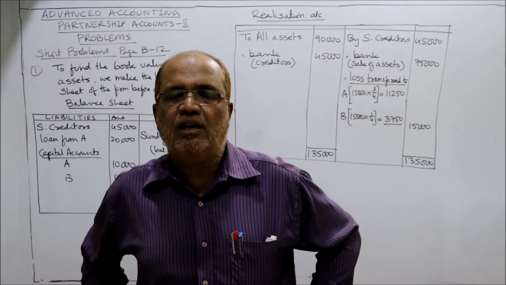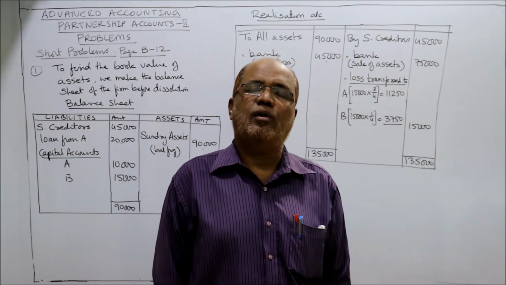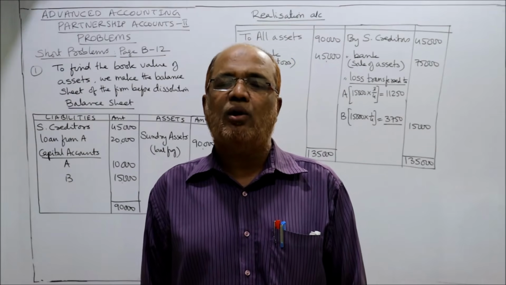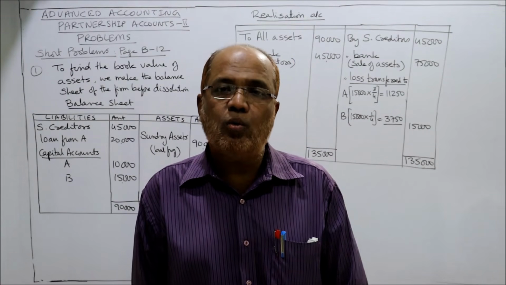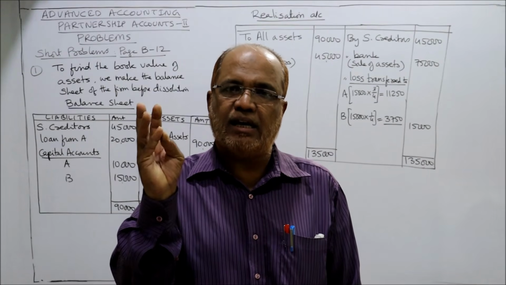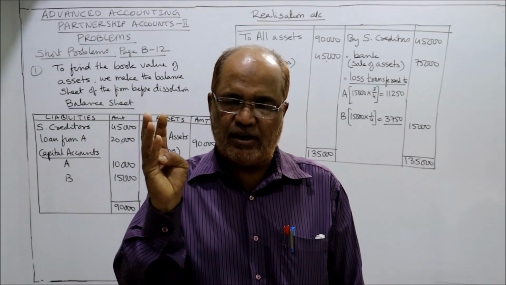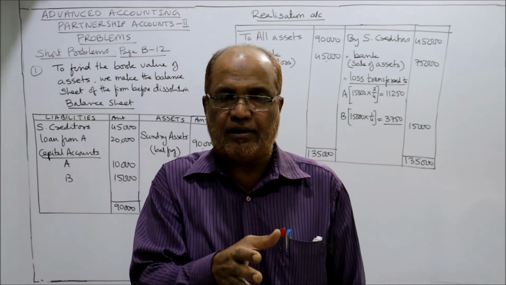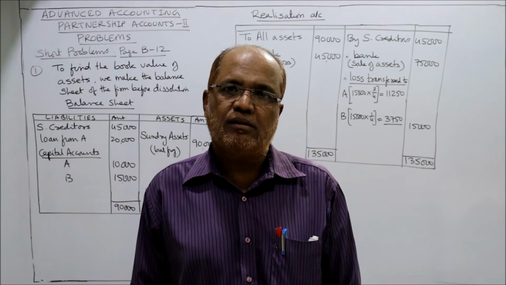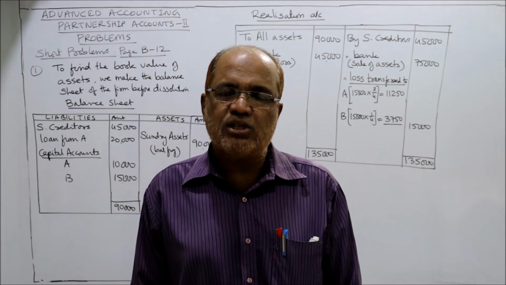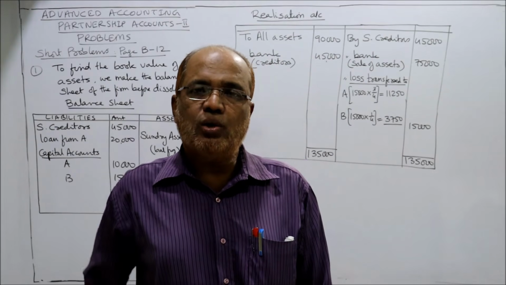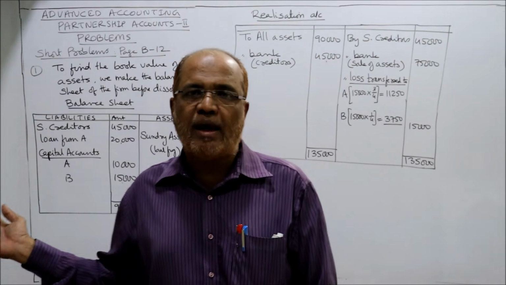So it is asking you to make only one account, the realization account. But for preparing the realization account, we need the book value of assets. We are given the liability side: sundry creditors, loan from A, and capitals. The liability side is complete. But what about the asset side? We need the book value of assets. Without that, we cannot complete the realization account. So to find out how much the assets are, we make a balance sheet.